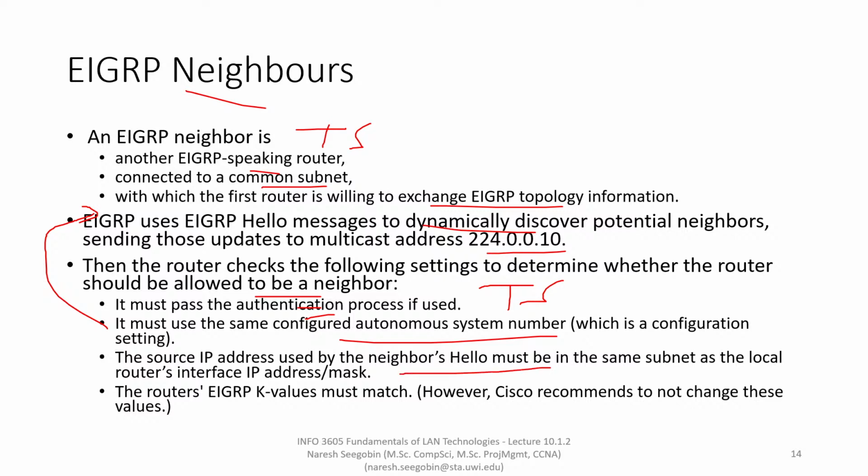Right? The source IP must be in the same subnet, which we already did. Of course, they have something called K values. Cisco requirements do not change these. Leave the defaults. Hello and hold timers, K values, these things. Unless you know what you're doing in your network and you want to tweak it, especially with slow links and all that, fine, go ahead. But Cisco requirements, leave it. And these are special parameters that you use to calculate.